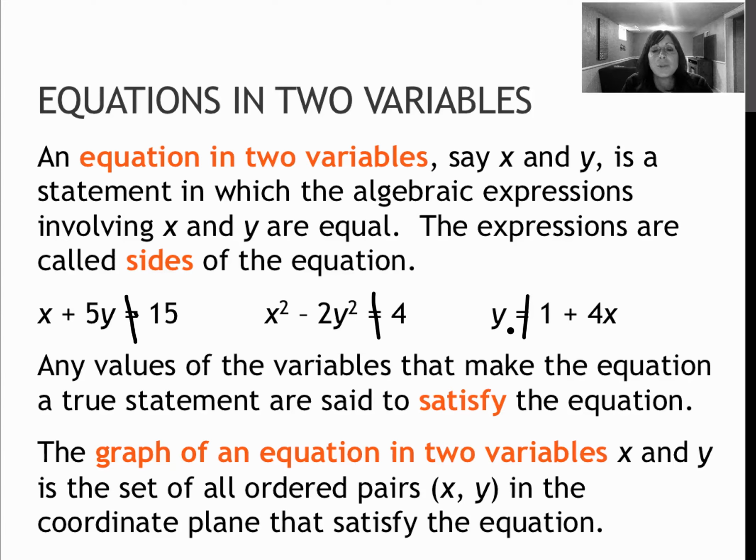Any values that we can plug in for x and y that make the equation true, meaning the left side is equal to the right side, that would be considered a solution to the equation. So anything that satisfies the equation is the solution. When we graph an equation, we're graphing all of the xy points that are solutions to the equation.